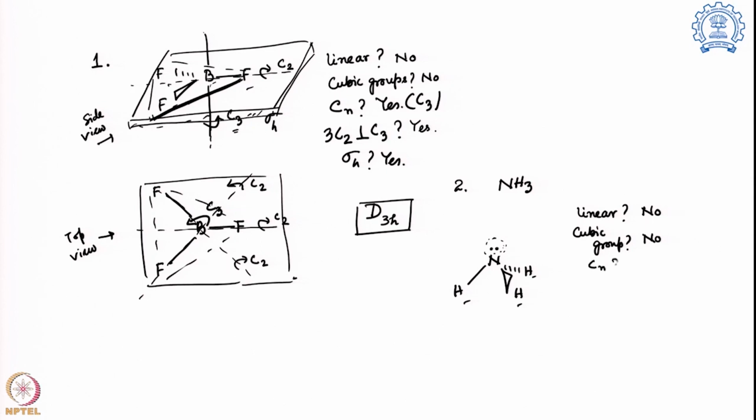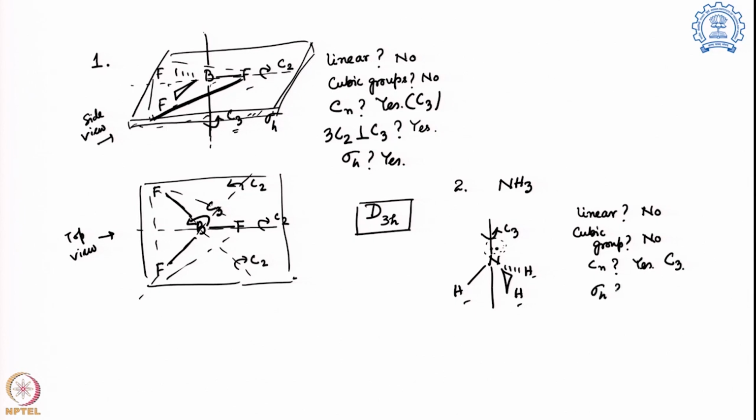Next question is, what is the Cn? And the Cn is actually through this nitrogen, where you have a C3 axis of rotation. You can see nitrogen remains as it is, all the other hydrogens change places. So, yes, the Cn is present and it is a C3 axis.